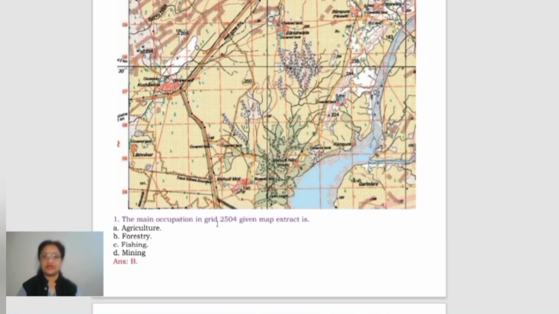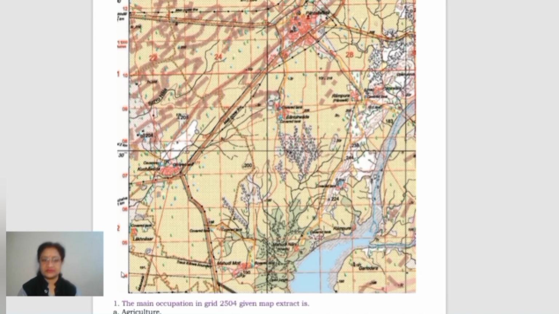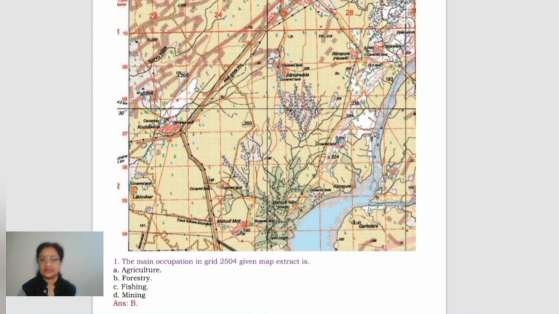What is the main occupation of the people in grid 2504 of the given map extract? Let's see. 25 is this Easting. Now 04, where is 04? Yes, this is 04 Northing. So we are referring to this part. What is the main occupation of the people? Yes, the maximum area is covered with green part, right? So the main occupation can be forestry.